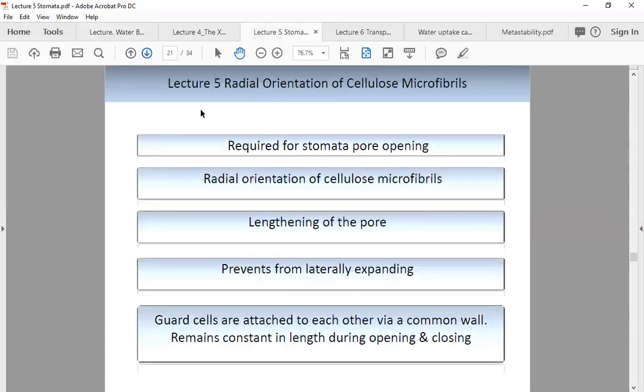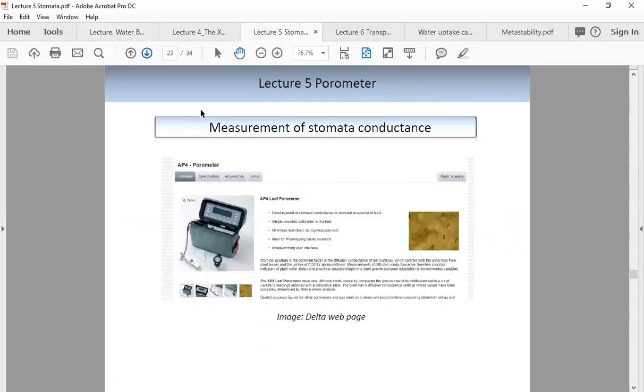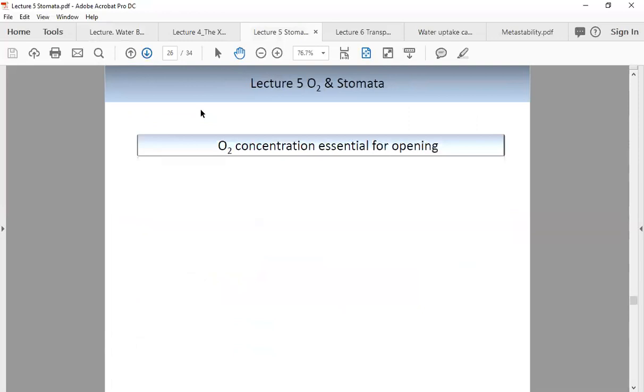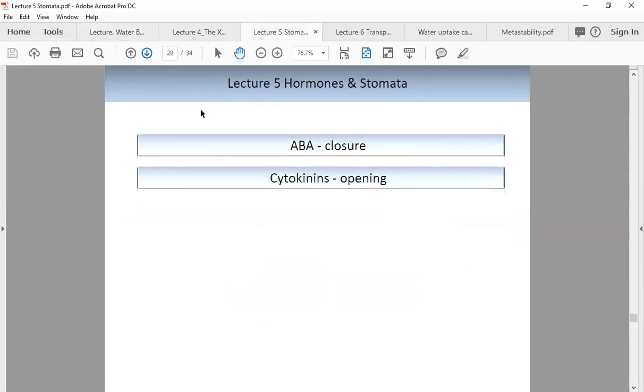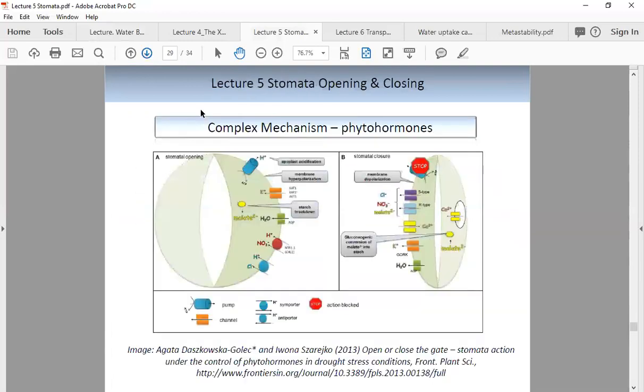All right, we're nearly done. And we're just going to have a look at stomata. And I think that will actually complete tonight's class.